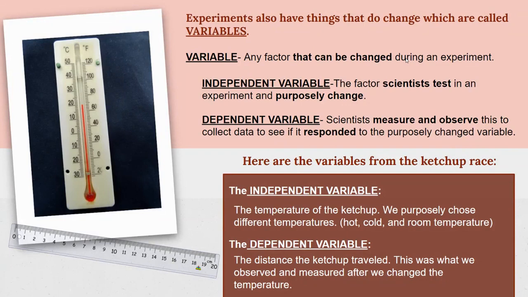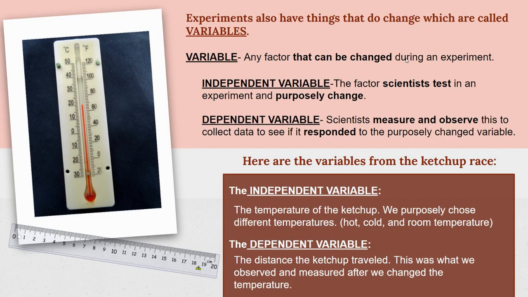Experiments also have things that do change, which are called variables. Variable: any factor that can be changed during an experiment. Independent variable: the factor scientists test in an experiment and purposely change. Dependent variable: scientists measure and observe this to collect data to see if it responded to the purposely changed variable.